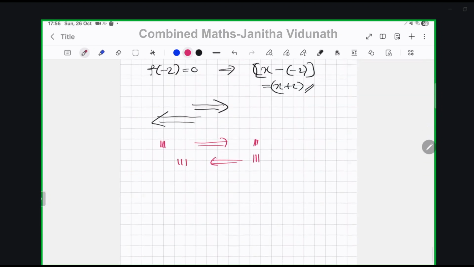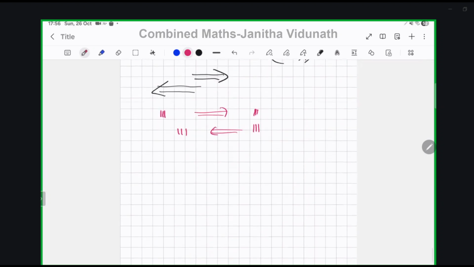But now I will give an example that cannot go on both sides. Let's say x equal 1. If x equal 1, we can say x square is also equal to 1. Let me repeat. If x equal 1, we can say x square equal to 1.